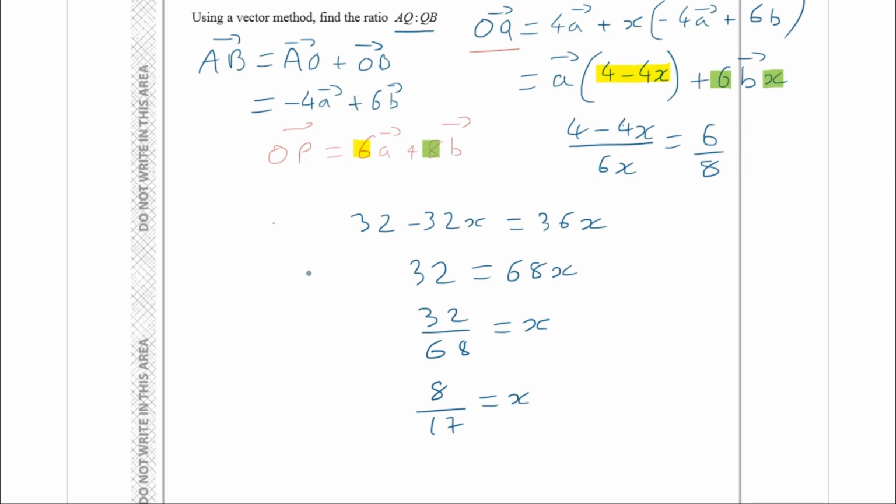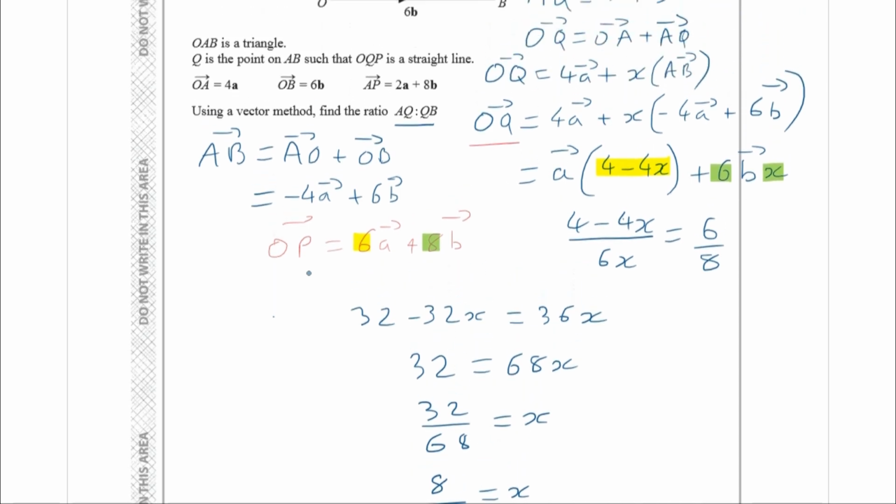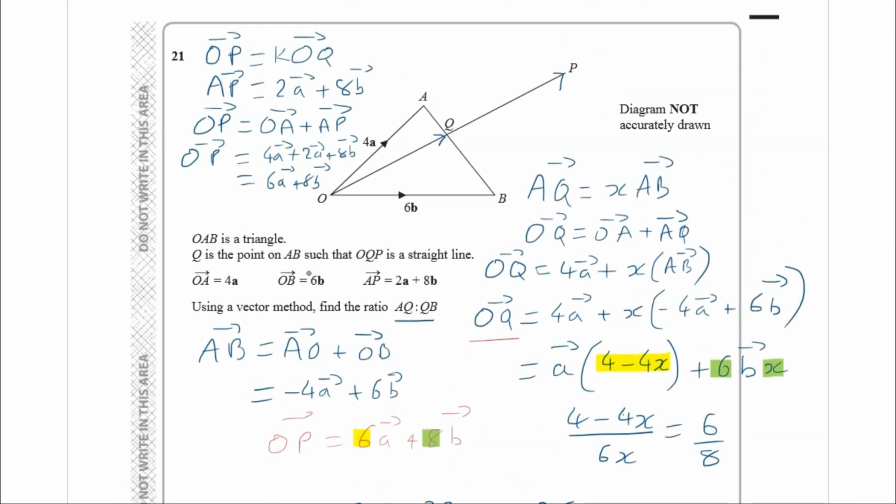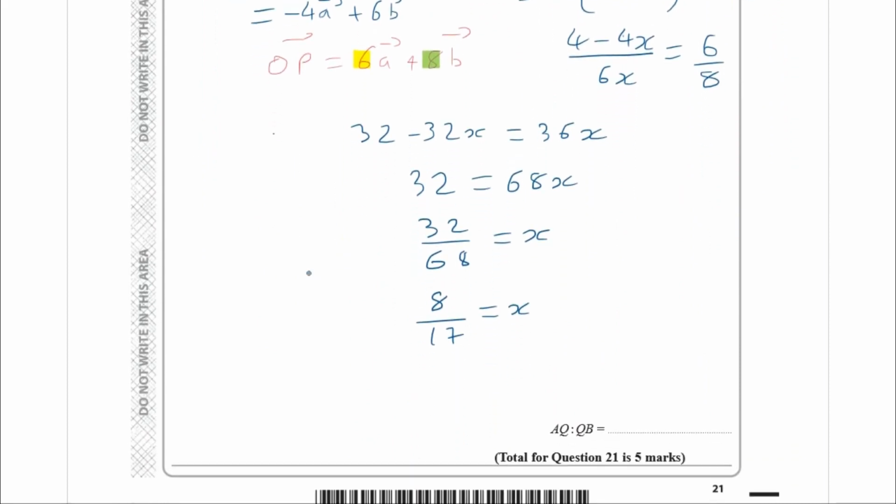Okay, so we know the ratio, which is x, and x is the ratio. Remember, AQ is x times AB. So if you think about it, AQ is 8 over 17 times AB. It's 8/17. It seems like it's a little bit less than half. So AQ equals 8 over 17 times AB.